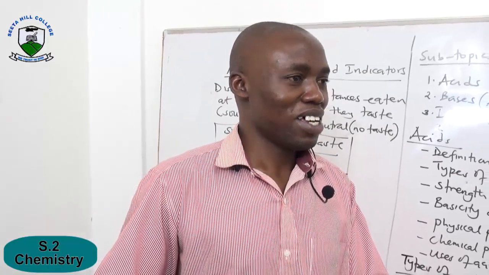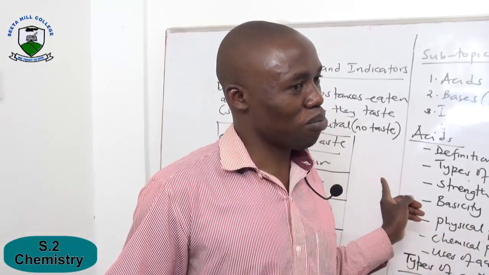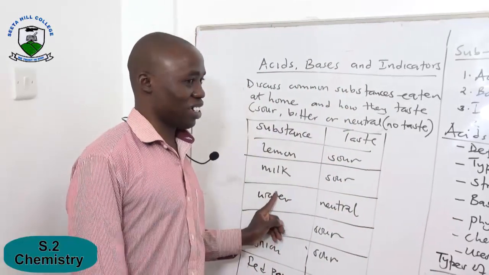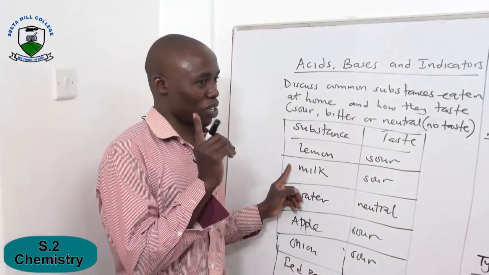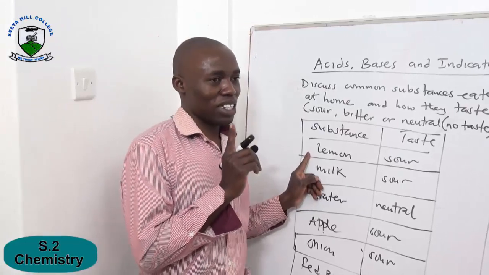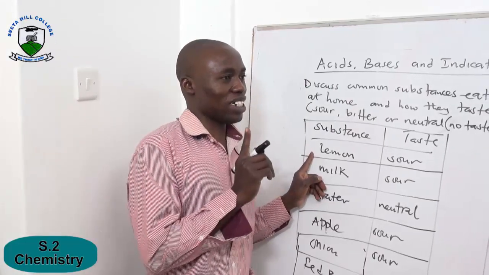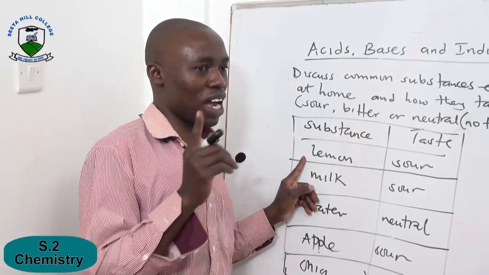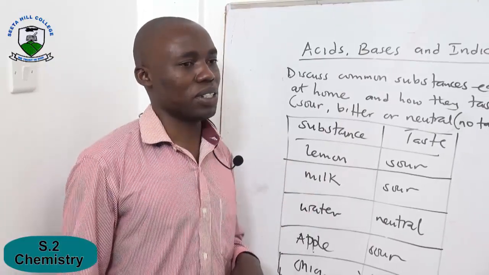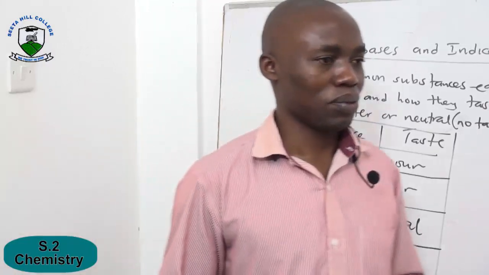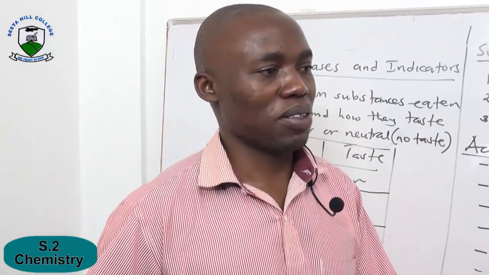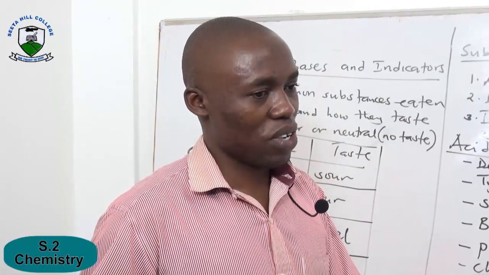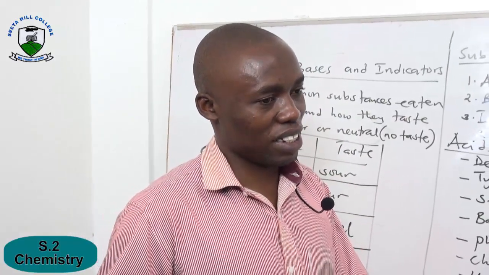Listen, you gave me milk, is it from a plant? No, from an animal. Yeah, that's very, very correct. That means that there are some acids that are from plants and animals, and those are called organic acids. Types of acids, we have organic acids.